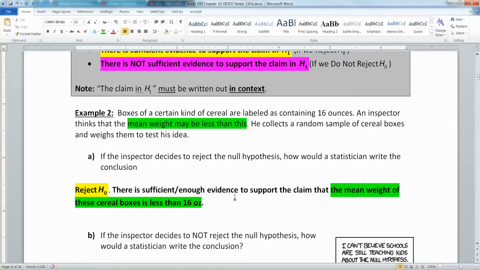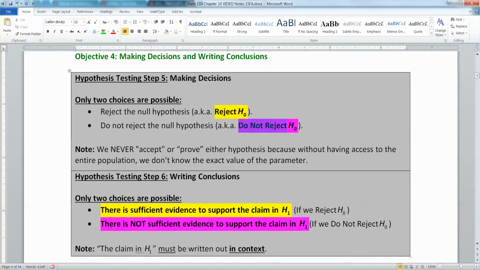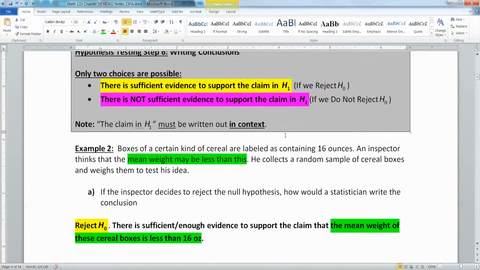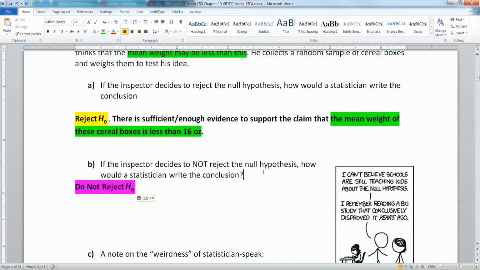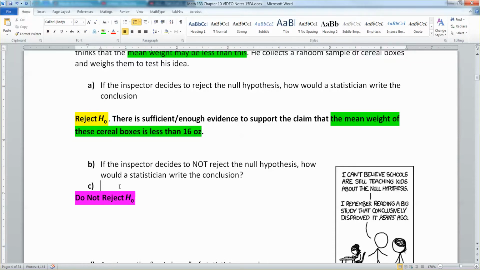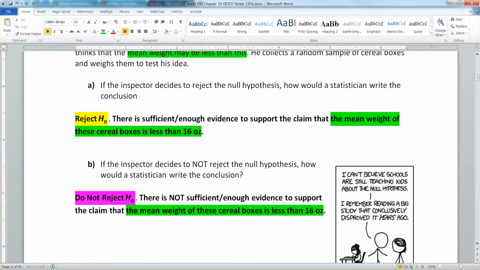All right, now what if he decided to not reject the null hypothesis? All right, so do not reject H naught. What would we write then? Well, it'd be the same thing. It's just that there would be the word not in there. So you're going to say there is not sufficient evidence. Matter of fact, I'll just copy and paste the whole thing, which I realize I've got an advantage over you because you're probably writing by hand, but take a moment, pause me, and write it out. So it's the exact same phrase because it's still the same claim. He is claiming that it's less than 16 ounces, and you do not have enough evidence to support that. That's the difference, the word not. Everything else is exactly the same.